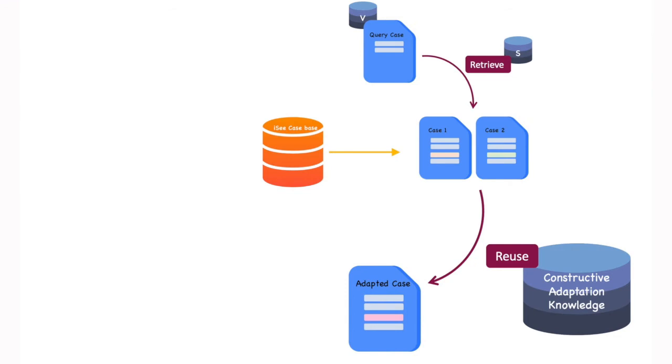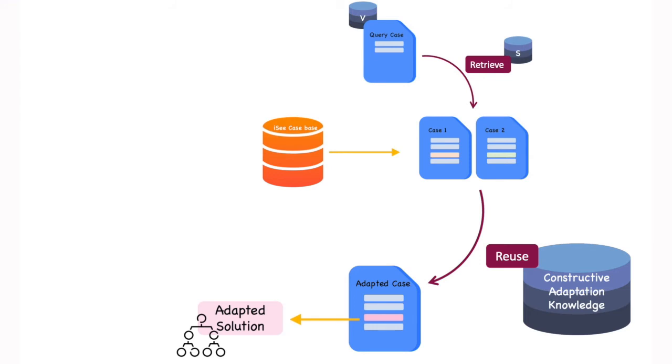Once we've retrieved these cases, it's time to reuse their solutions in order to inform the solution for our query case. Sometimes, if our query is sufficiently similar to one or more of the cases we've retrieved, it'll be okay for us to reuse that explanation strategy in its entirety. Other times, there might be slight differences between the query and the cases we've retrieved. And in those circumstances, we will use constructive adaptation to build an adapted case which is much more suitable to the given query circumstances.